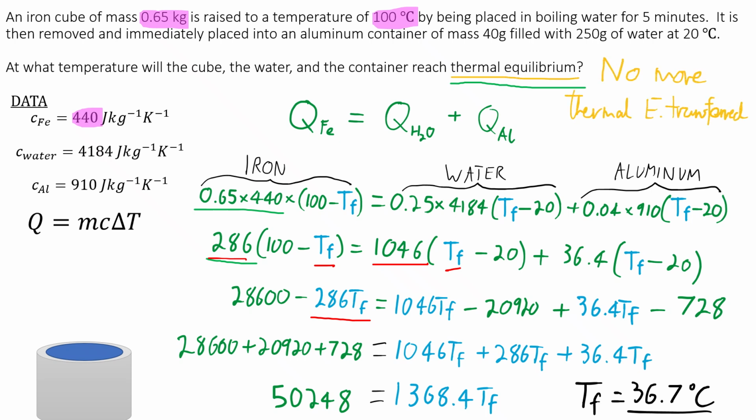And any minute now, yep, there's our definition of thermal equilibrium. No more thermal energy being transferred, and we have just reached that point here at 36.7 degrees. There we go.